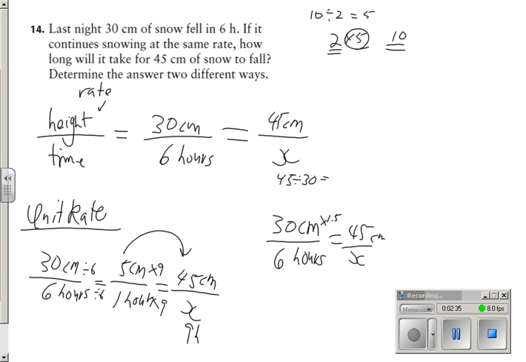30 times 1.5 is 45, and 6 times 1.5 is, you guessed it, 9. So that's the second way we can do it, figuring out what my multiple is, and using that to create the proportion.